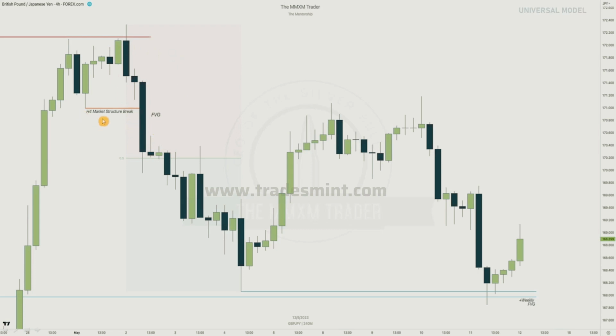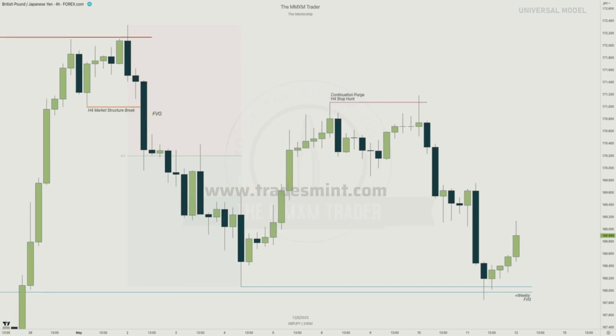So after that 4-hour market structure break, we're also leaving a fair value gap behind, which could be an opportunity to get into a sell, right? So after that market structure shift on the 4-hour, our intermediate term perspective is in line with our long-term perspective, right? So now we wait for that continuation purge to get in, right?